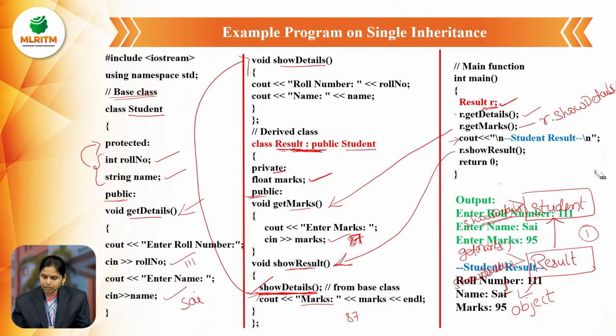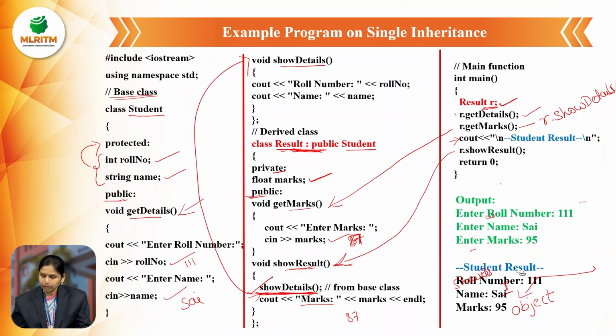Let us see the output. Enter roll number, enter name, enter marks. The roll number is 111, name is Sai and marks is 95. By using show result, we are printing the details on the monitor.